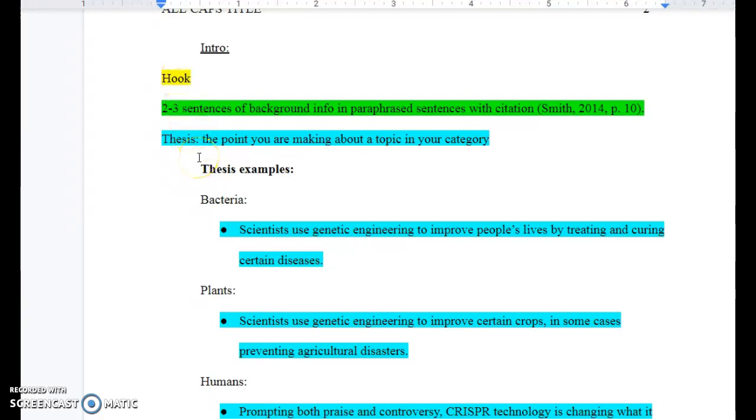You want to build an introduction like a house. You want to do the foundation, which is the thesis, then build the middle part, which will be your background info, and then your hook on top.